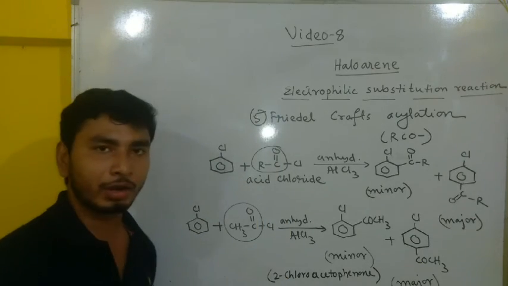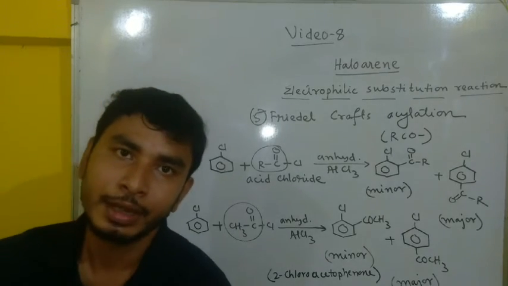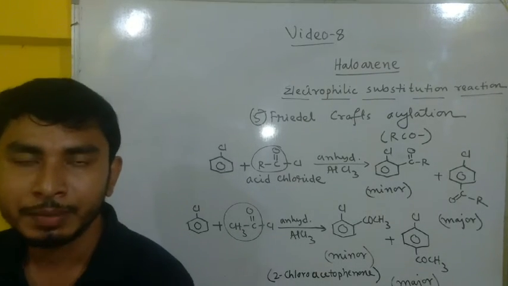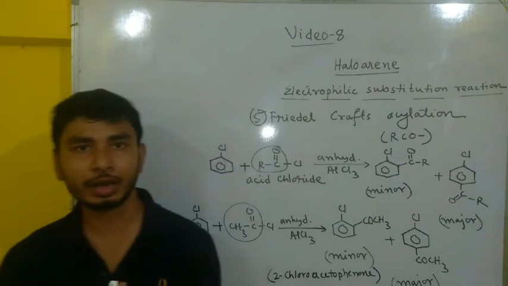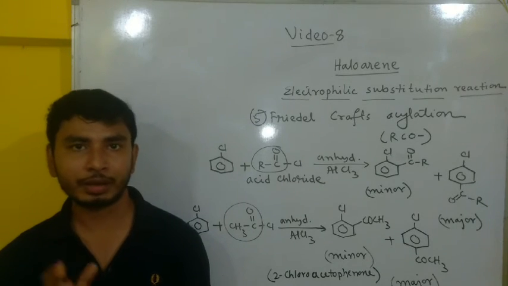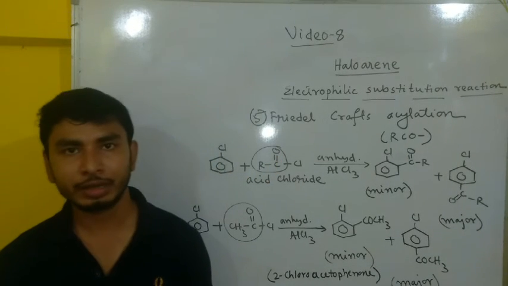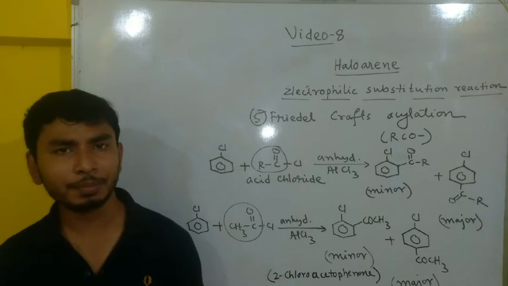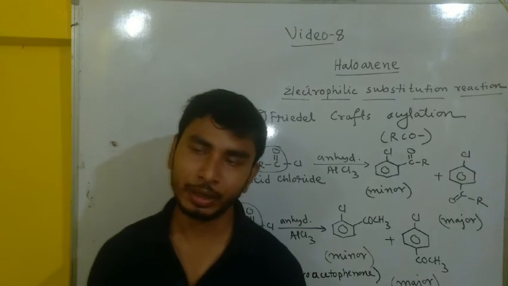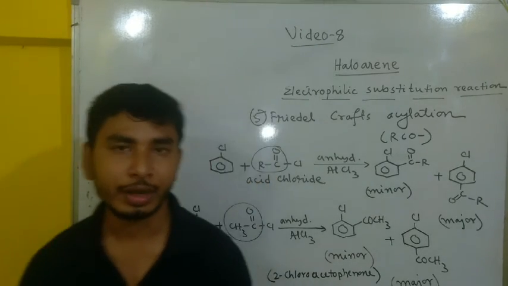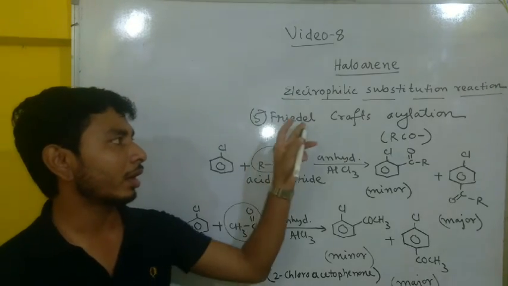So these are the electrophilic substitution reactions. There are a total of 5. First we discussed halogenation, addition of halogen in the ortho and para position. Next nitration, addition of a nitro group. Next sulfonation, addition of sulfonic acid. Next alkylation, addition of an alkyl group. Next acylation, addition of an acyl group, in the ortho and para position.